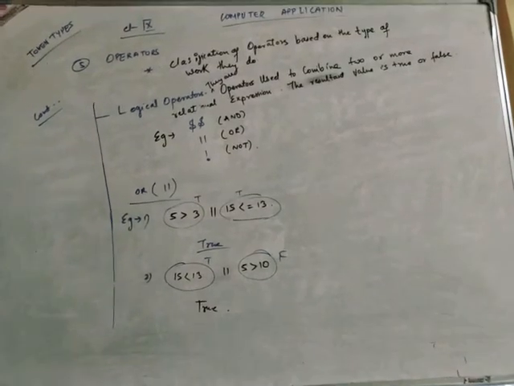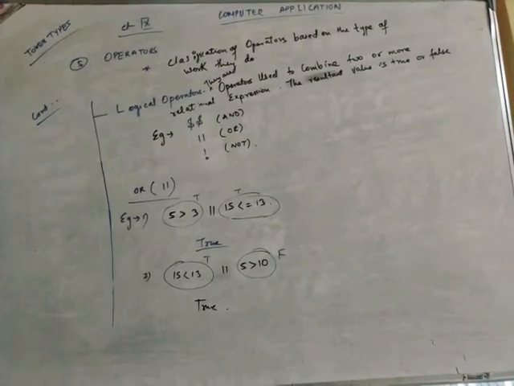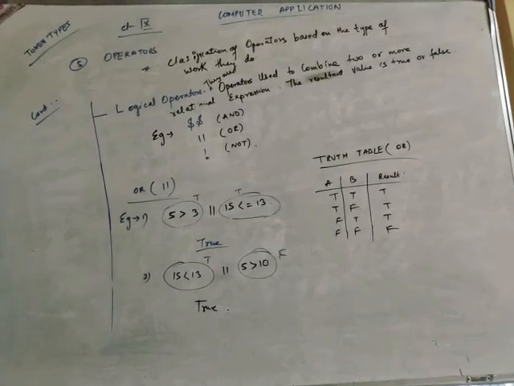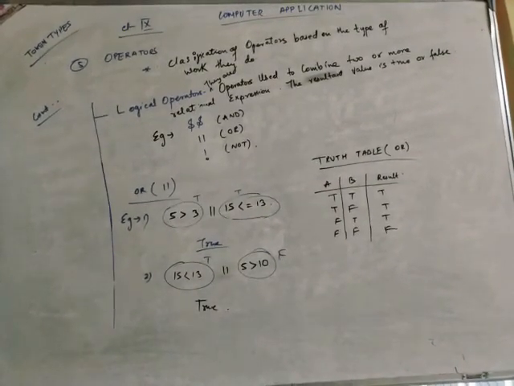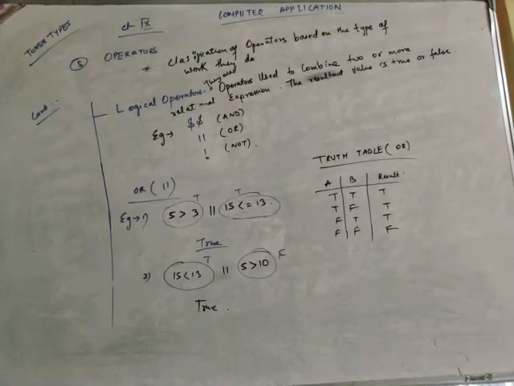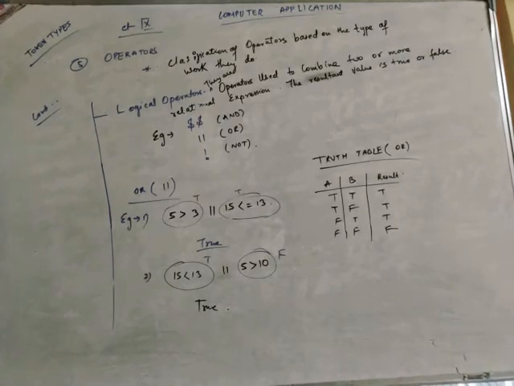Clear all of you? Now if you see the truth table, what happens in your OR operator? If any one value is true, the resultant will be true. Clear? Understood? True, true, true; true, false, true; false, true, true; and false, false will be false. So this is how the OR operator works.